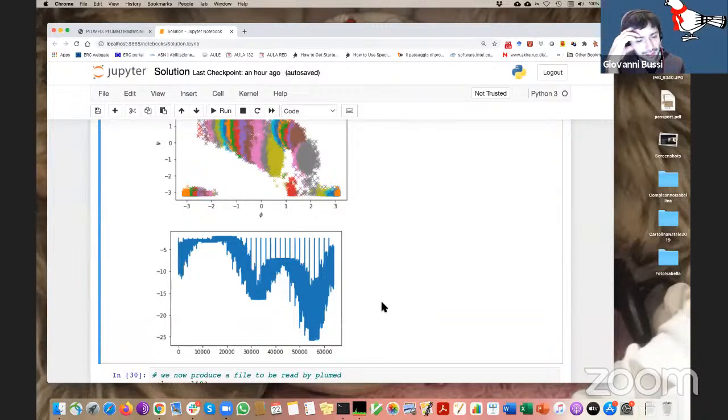Any comment? Does it make sense? Is there something strange? So I have a question for you. What are these vertical lines here? Any of you want to answer?